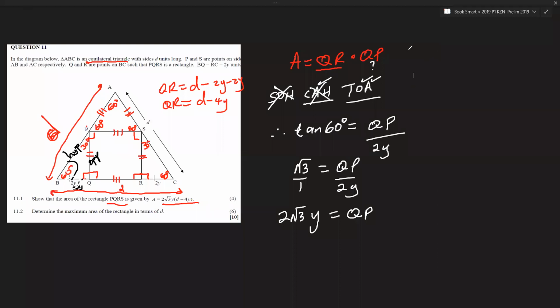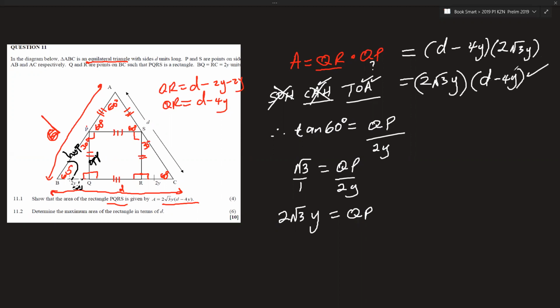Let's do it here. So equals my QR, remember, is this, right? It is D minus 4y, and then multiplied by 2 root 3y. I can rearrange it to say 2 root 3y in bracket, then D minus 4y. Then I'm sure you can see that the question is being answered. We got the exact same thing as that one there. Okay.